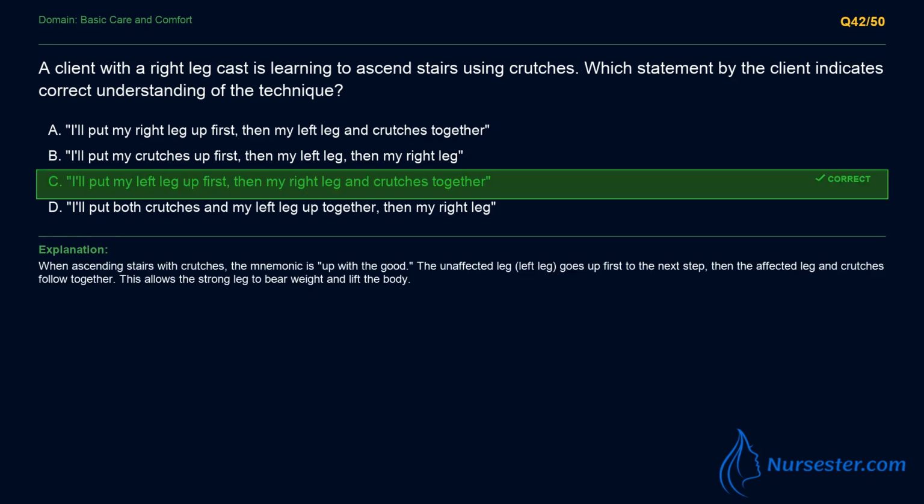The correct answer is C. When ascending stairs with crutches, the mnemonic is up with the good. The unaffected leg, left leg, goes up first to the next step, then the affected leg and crutches follow together. This allows the strong leg to bear weight and lift the body.